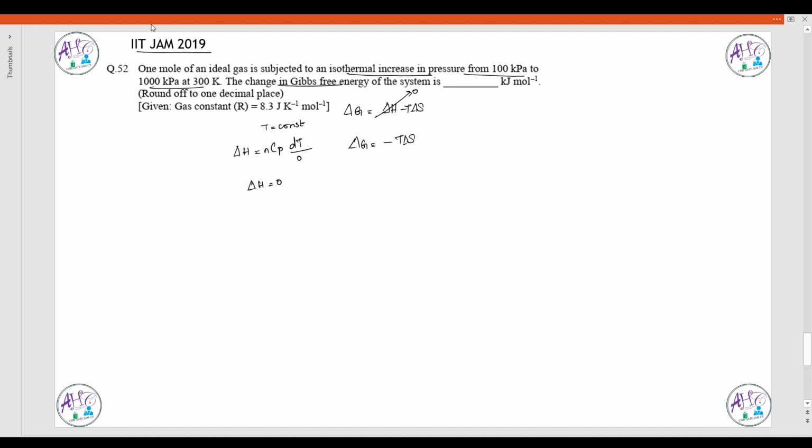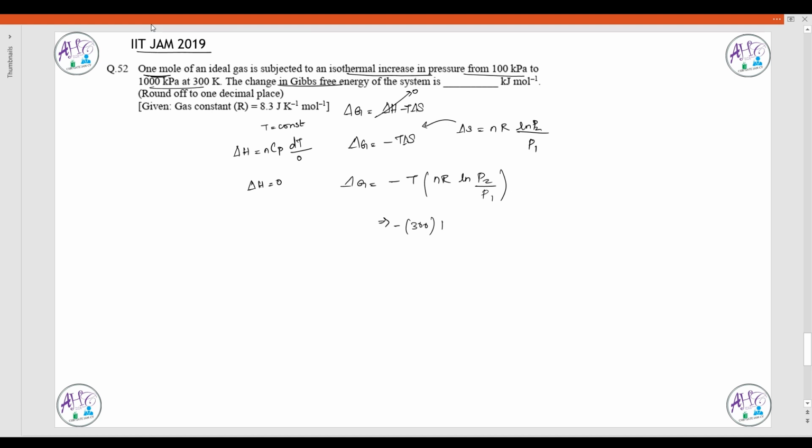Now how is del S related? We know the formula: del S is equal to nR ln P2 by P1. This is the formula. We simply substitute the values into this formula. So your del G will be equal to minus T into nR ln P2 by P1. Here they have given the pressures in kilopascals, so you don't have to worry, you can use the pressure terms as they are. This is at 300 Kelvin, and the number of moles is 1 mole.